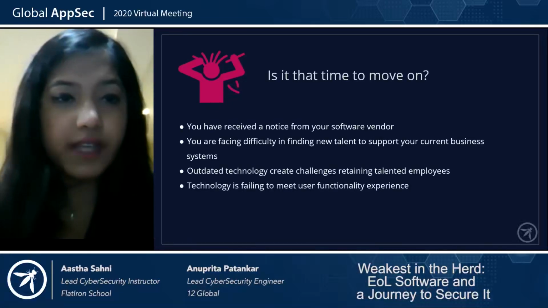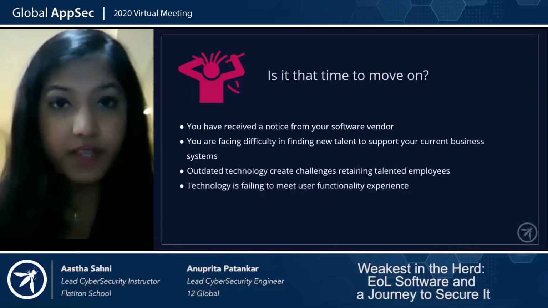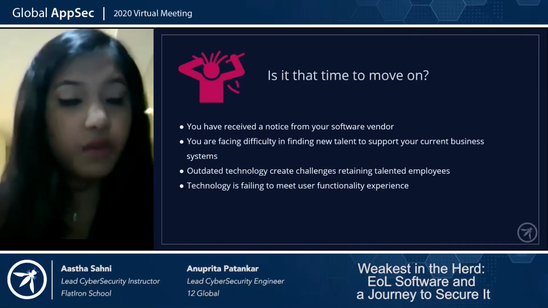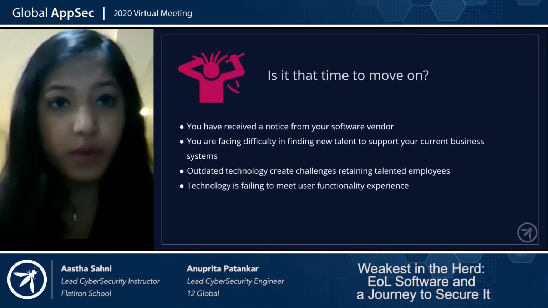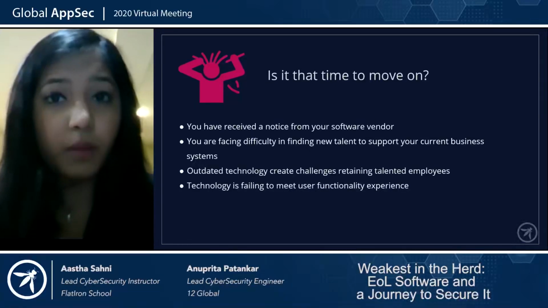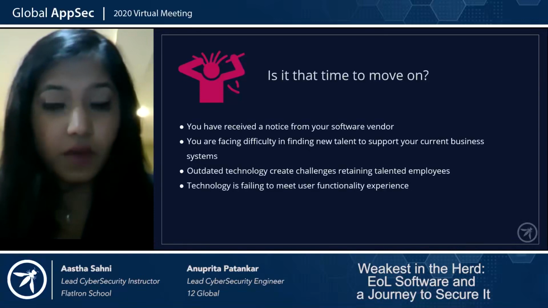Now moving to the next slide. Now that we have seen ways to identify your current state with end-of-life software, let's move forward to understand if it's the right time to move on and change or upgrade to the latest software.